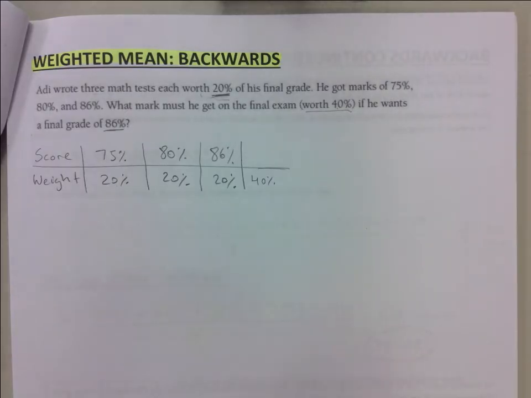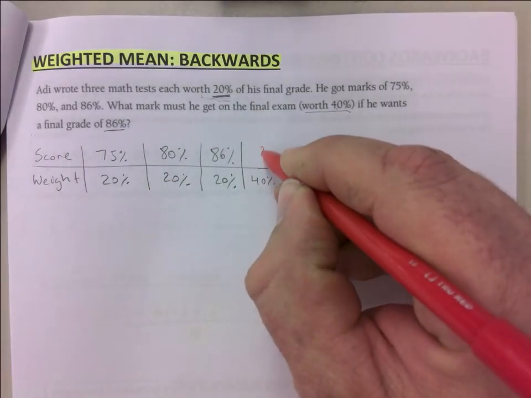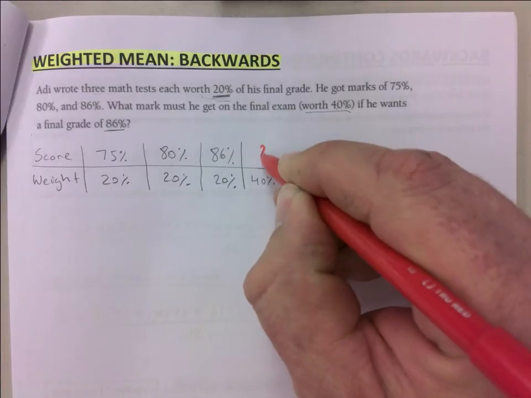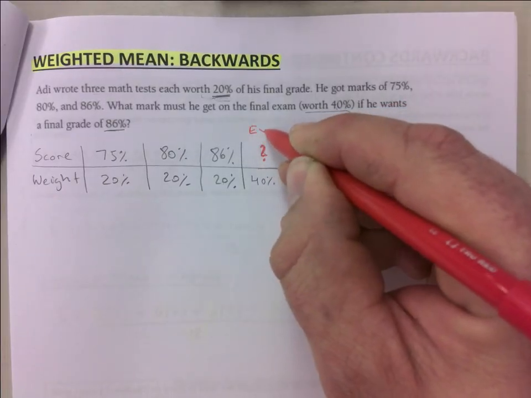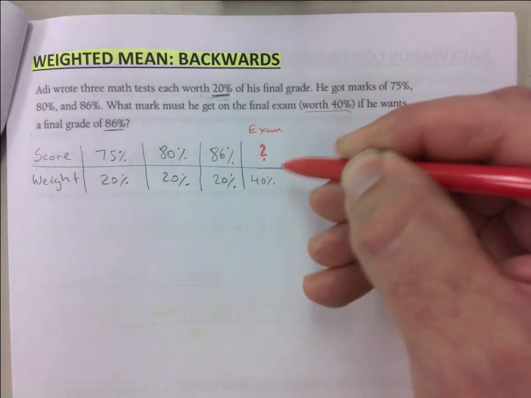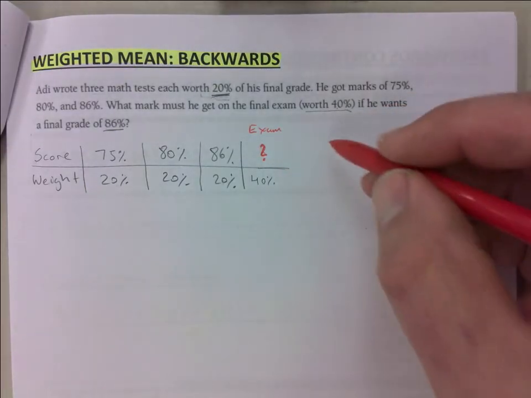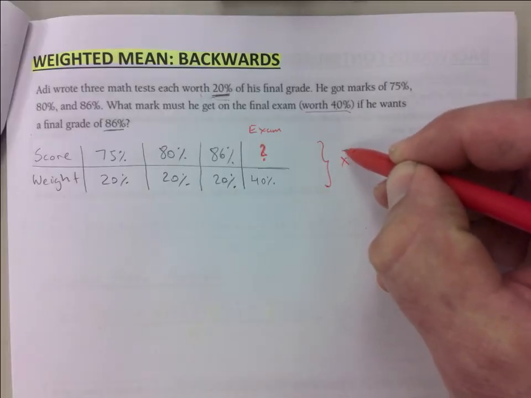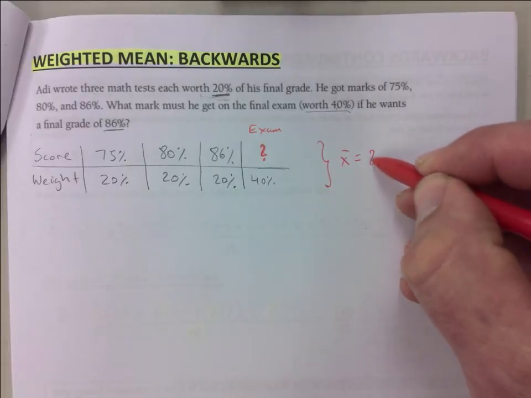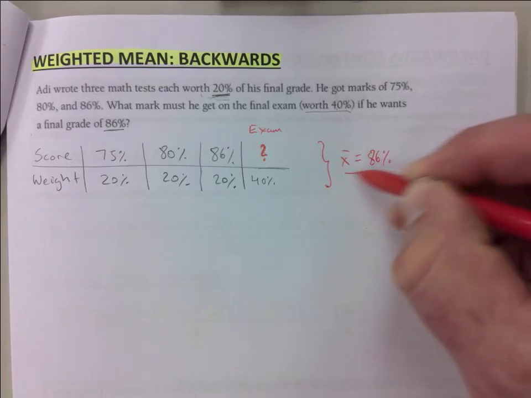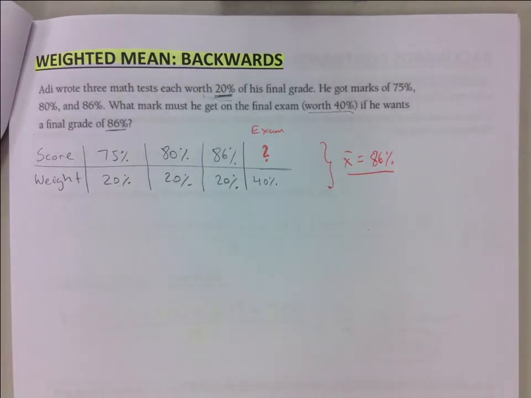And the question is, some of you are going to ask yourselves that question when it's just before the exam. You're going to ask yourself, okay, what do I need to get on that exam to get an average? What do you want? You want your average in this case to be 86%. That's what we're aiming for. So we're going to figure that out.